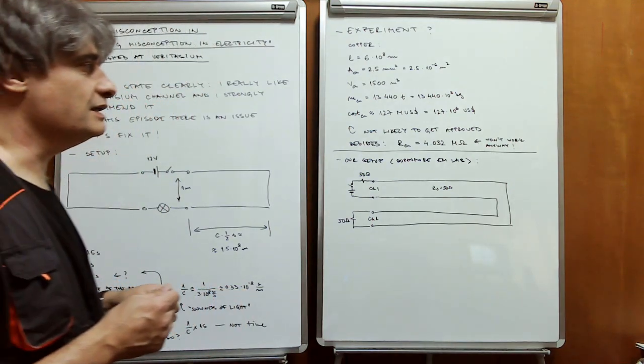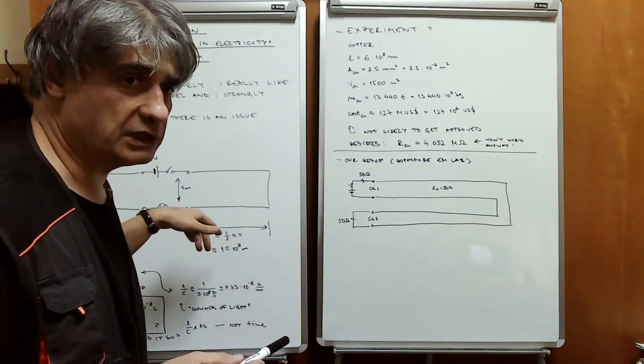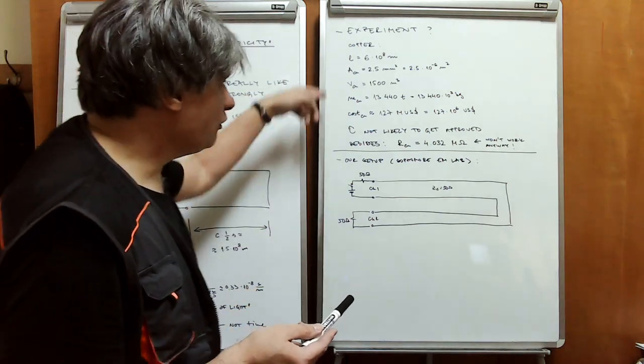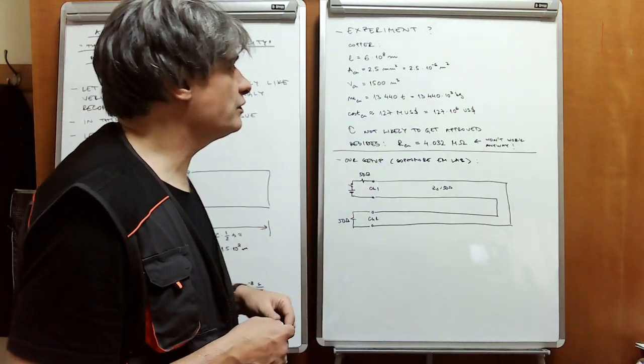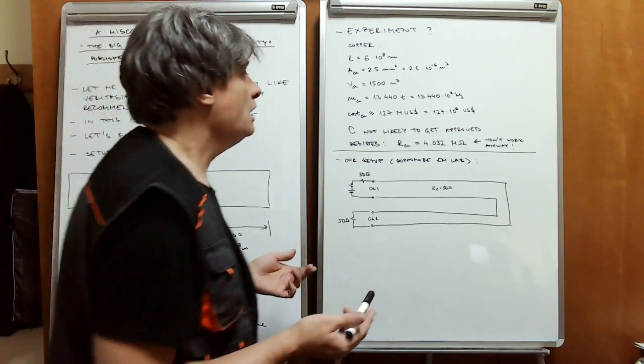Resistance of the wire is neglected. It is assumed to be zero. That should be superconducting. That would be even more expensive than this copper one. But since we have all the data, we can compute the resistance of the wire, and it turns out that we would have just a nice isolator.